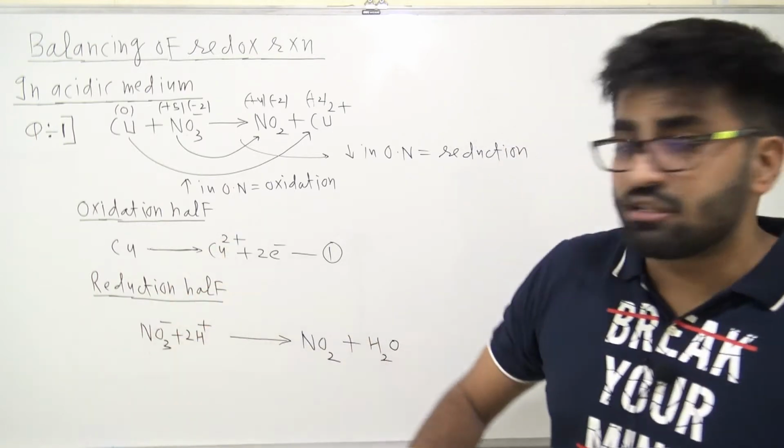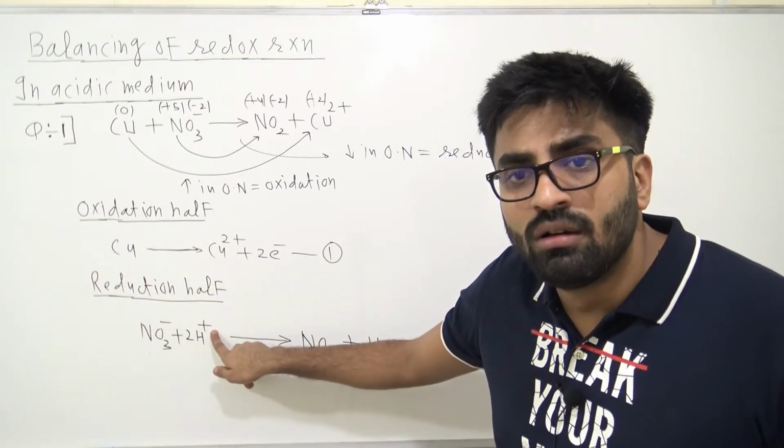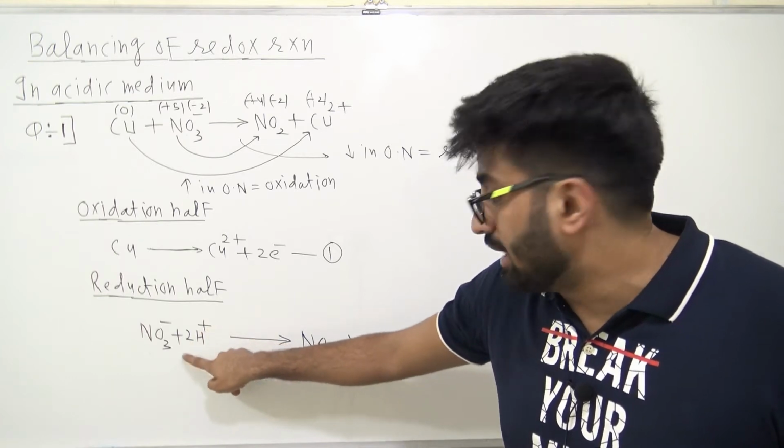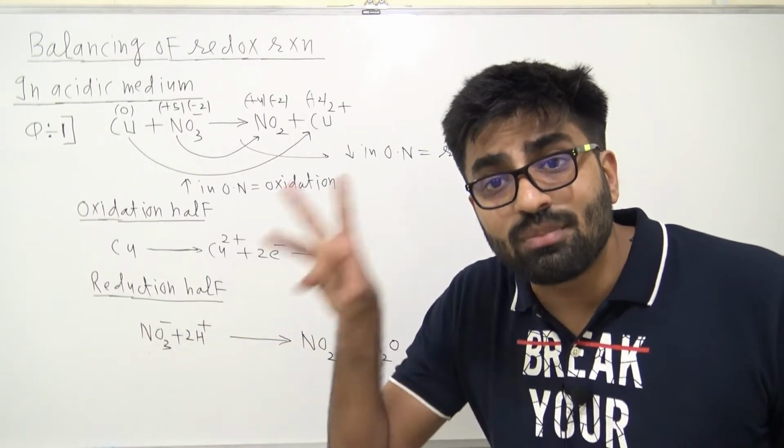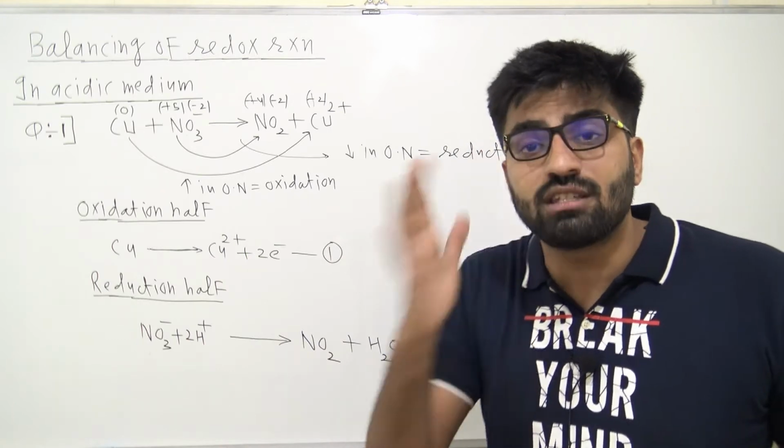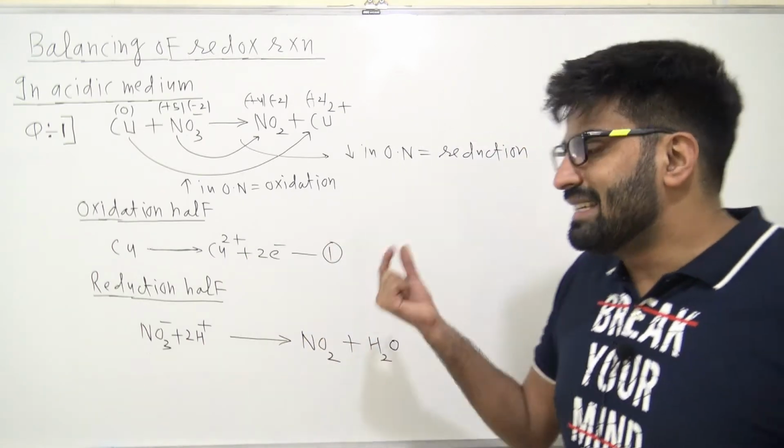On the reactant side, how much charge do we have? We have plus 2 and minus 1. So what is the charge? Plus 1 charge. In the reactant side, how much charge is there? Plus 1. Now guys, this is reduction.